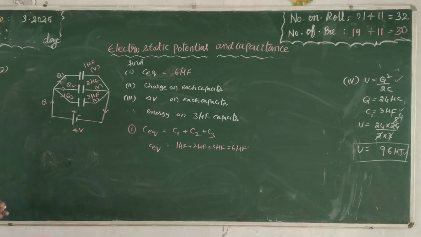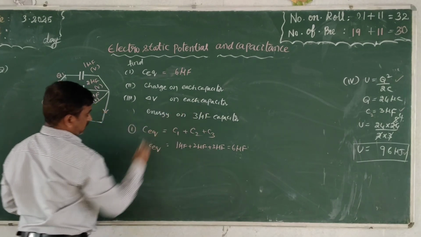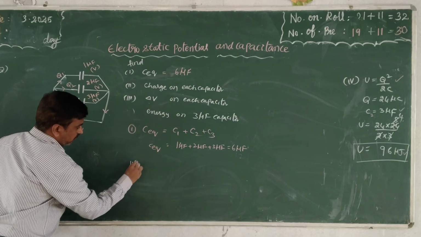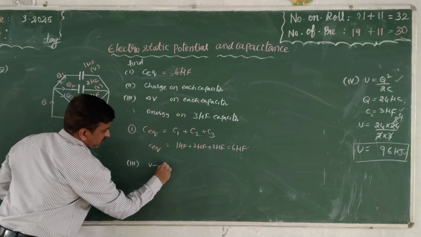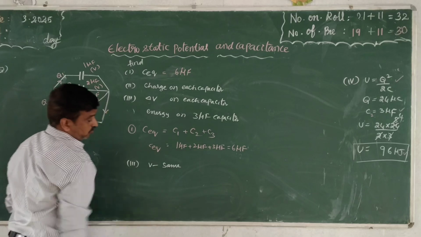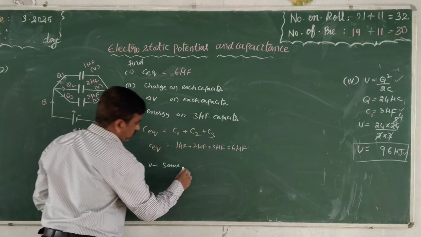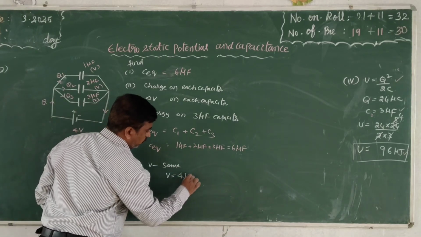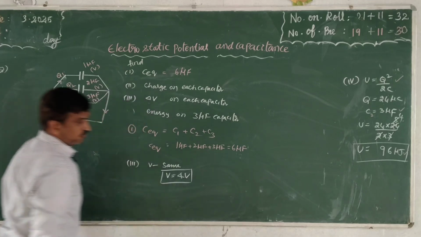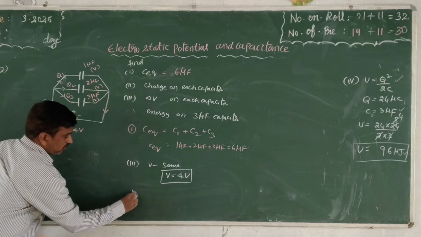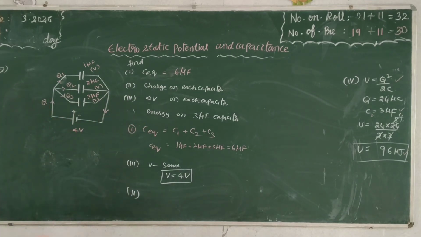The charge is different, so first we find the potential on each capacitor. See, I write here, third one. The potential is the same throughout the circuit. What is the potential here? 4 volt. So V equals 4 volt. Now we can find the second one, the charge on each capacitor.